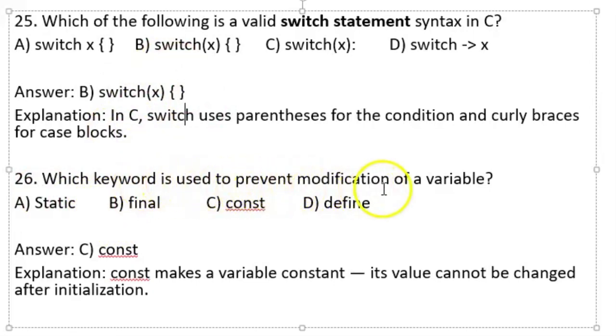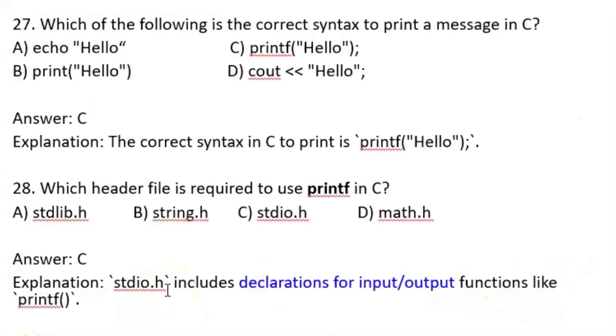Question 26. Which keyword is used to prevent modification of a variable? A, static; B, final; C, const; D, define. The answer is const. Const makes a variable constant. Its value cannot be changed after initialization.